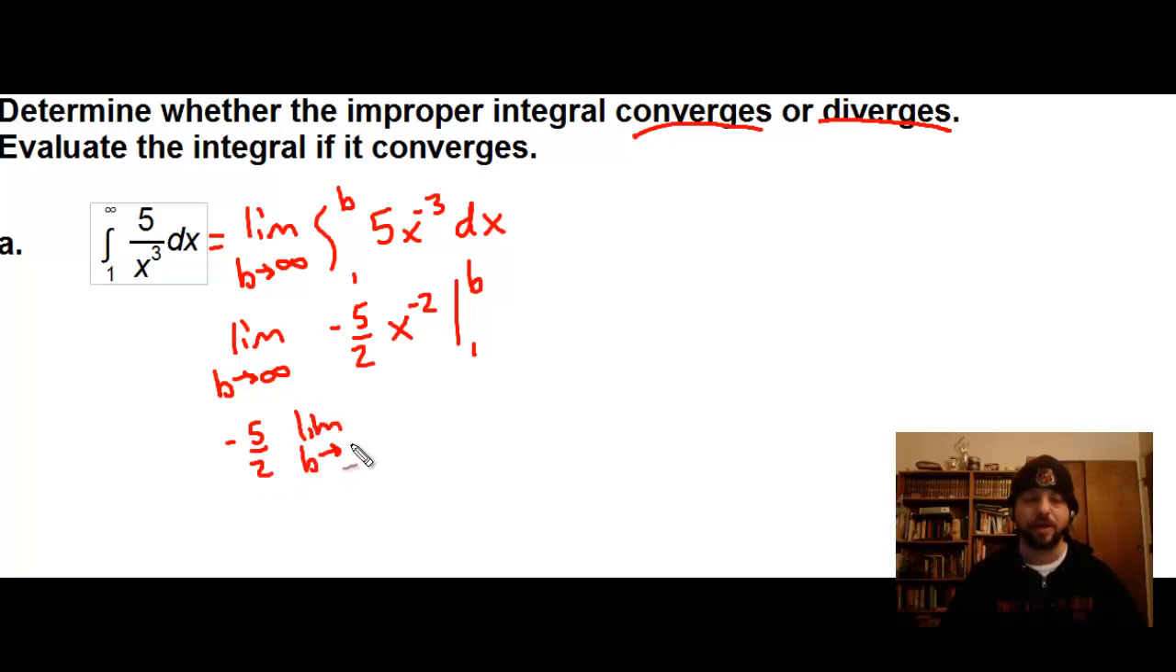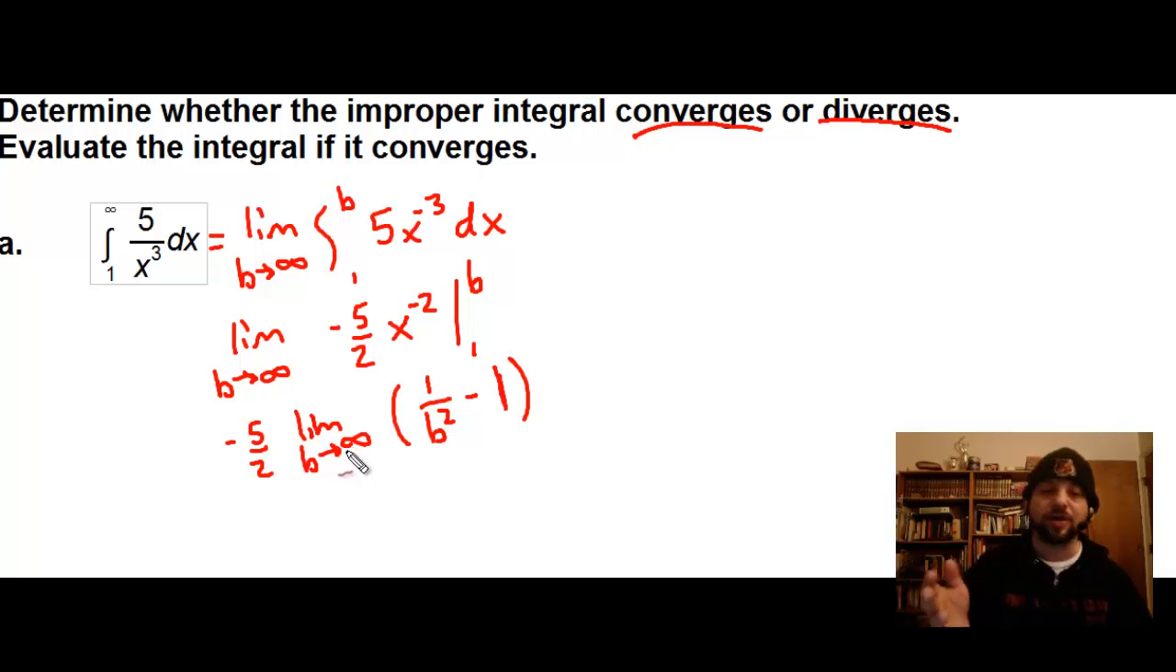But if I go ahead and apply the fundamental theorem of calculus, what this is actually going to say is 1 over b squared minus 1 over 1 squared, which I will just write as 1. So I've applied the fundamental theorem. I've plugged both these in. All I need to do now is find the limit as b approaches infinity.